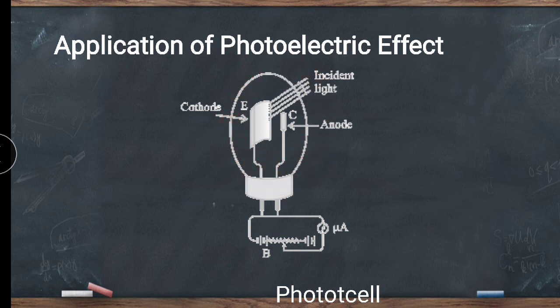So what is the procedure? When the incident light falls on the emitter plate, it starts to emit electrons, and after that these electrons flow toward the cathode, and because of the motion of the electrons current flows through this circuit, and this current can be measured with the help of the microammeter. So this is all about the explanation of the photoelectric effect and the application of the photoelectric effect, which is the photocell. Friends, today we have covered the photoelectric effect and its application, the photocell.